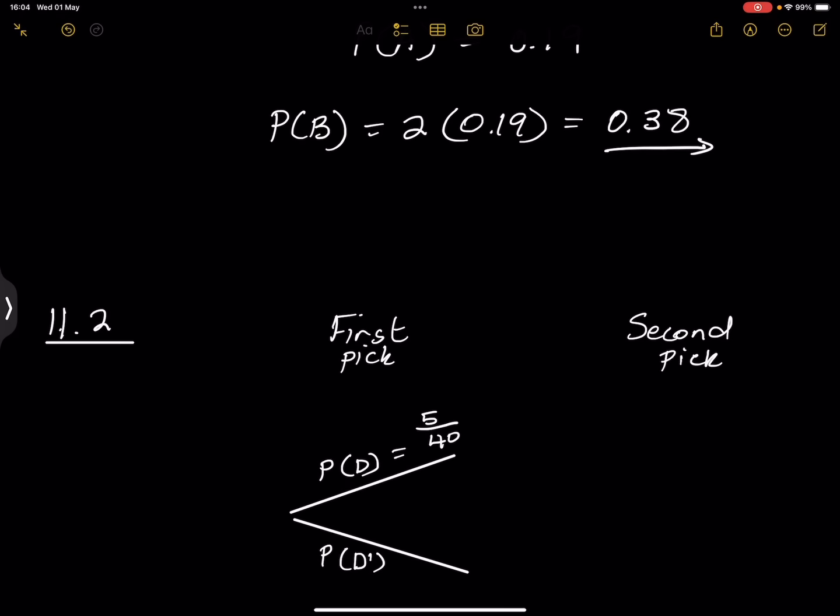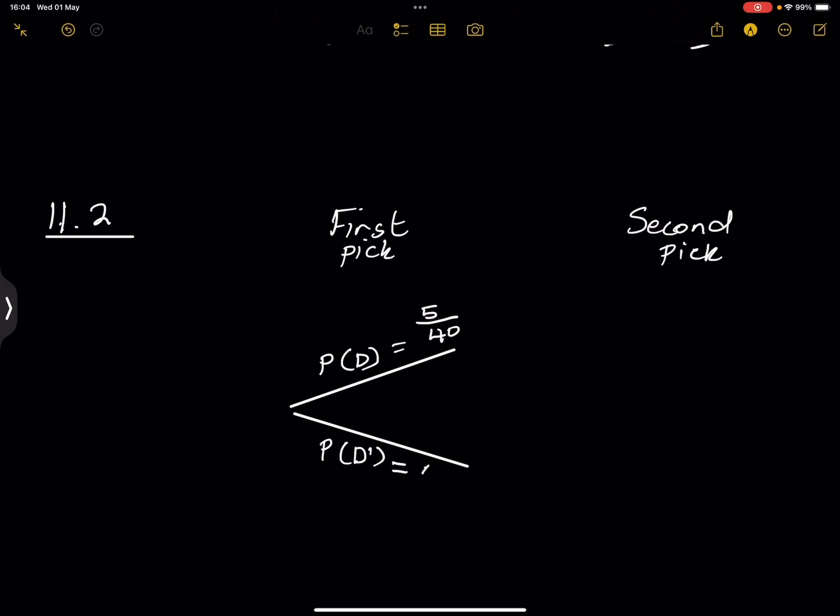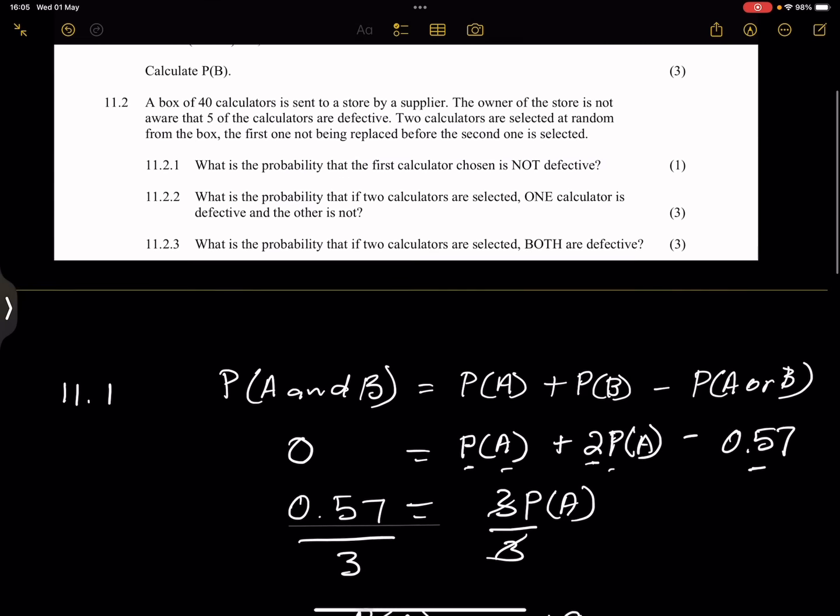Now, of course, what's the probability that it's not defective? Well, how many are not defective? That means it's 45 out of that 40, isn't it? Not 45, rather 35 over 40. So those are the ones that are not defective. Or you could have used the complementary rule: 1 minus 5 over 40. That would definitely give you 35 over 40. Okay, so that's on our first pick.